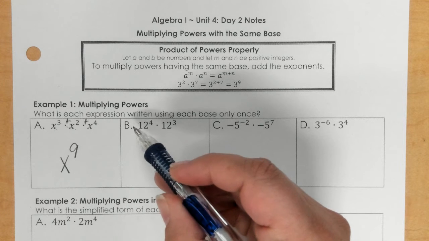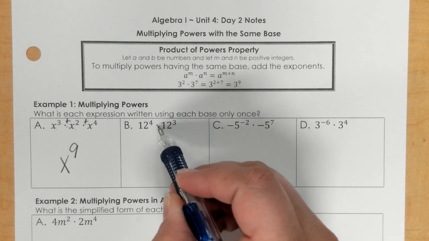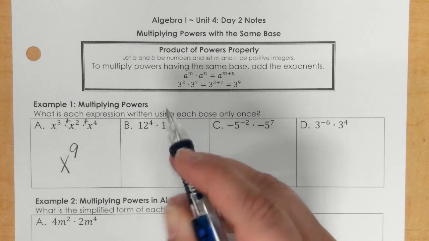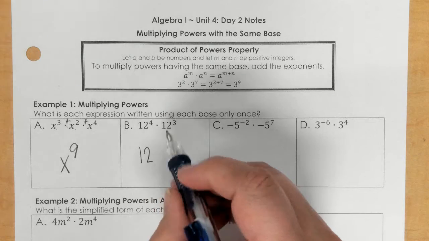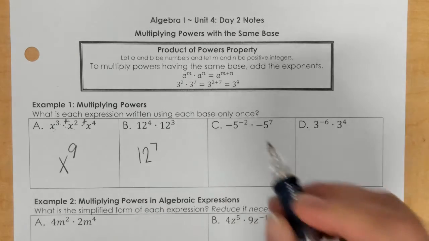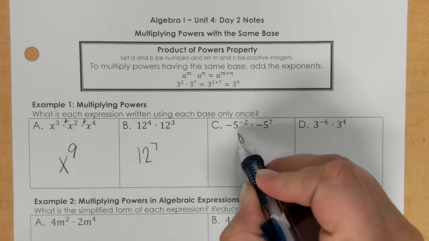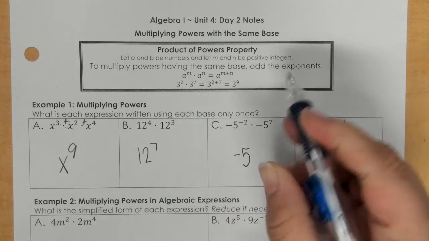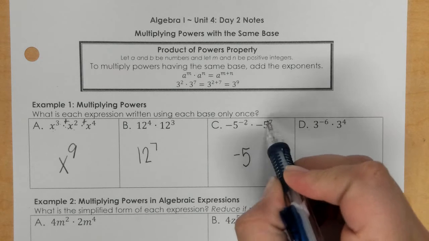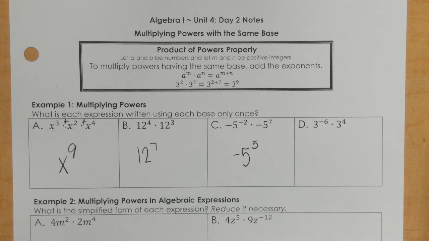Now, in letter B, we see that we have the same base being multiplied, that little dot there. So I'm going to keep the 12, but I'm going to add the 4 and the 3. So the 4 and the 3 make 7. And then here we have a negative 5 times negative 5. We're going to keep that base the same, but we're going to take negative 2 plus 7, and that would give us a positive 5.